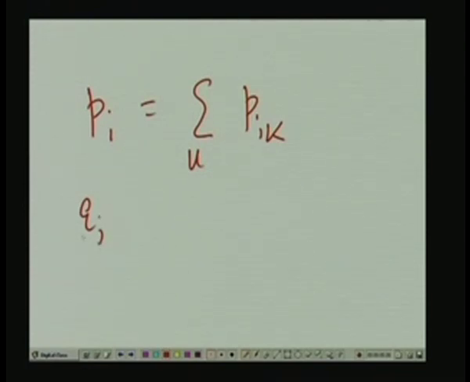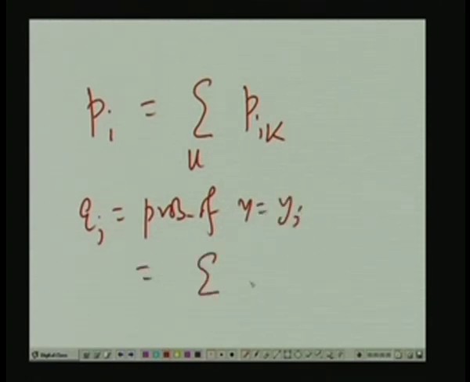Qj is the corresponding probability of y equal to yj. This will again be equal to the summation of Pij, where Pi is the probability of x equal to xi and Pij is the joint probability. Here Qj is nothing but Pij summed over i. Okay, this is pretty obvious.